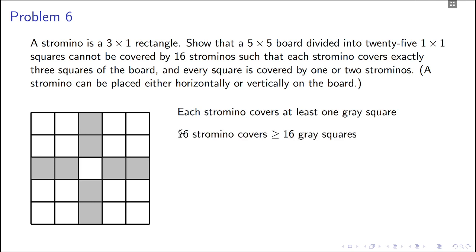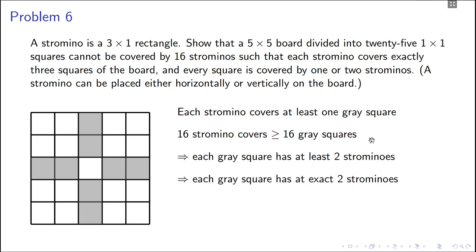So you have 16 strominos, so they will cover greater than or equal to 16 gray squares. But you have only 8 of them, so that means each gray square has at least 2 strominos on it. But you are not allowed to have more than 2 strominos, so each gray square has exactly 2 strominos, and it also implies that each stromino covers exactly 1 gray square. Yes, this is clear. Each gray square has 2 strominos, so 16, and then it's already covered, so each stromino will cover only 1 gray square.